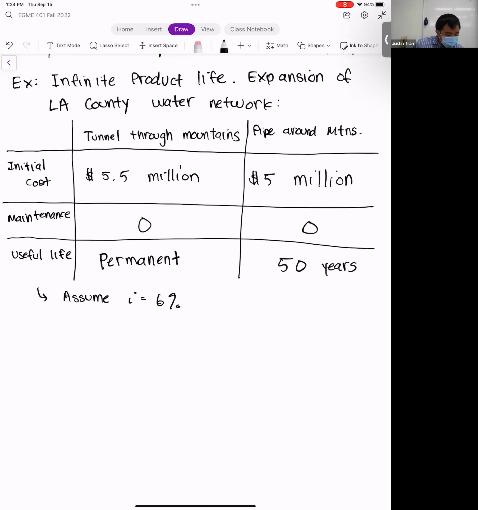And so we're going to assume an interest rate of 6%. Based on that interest rate and based on these alternatives, we should compute which one we should choose.